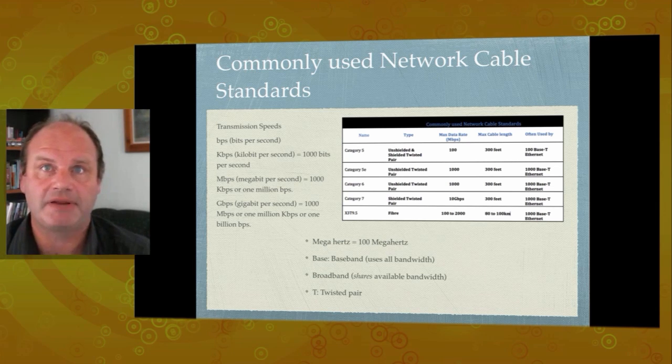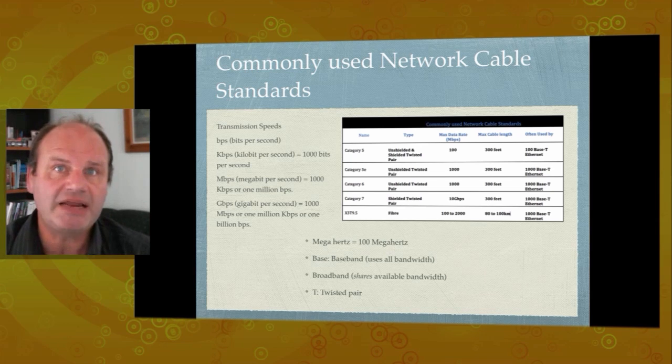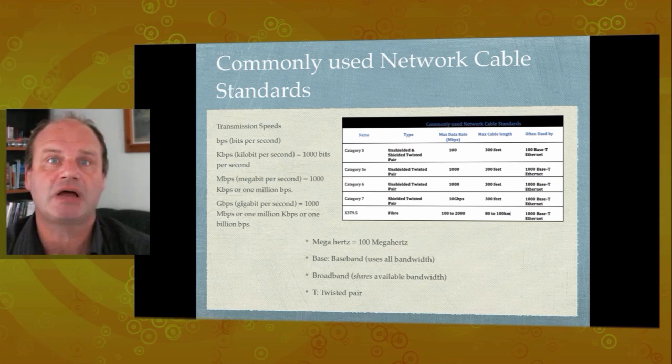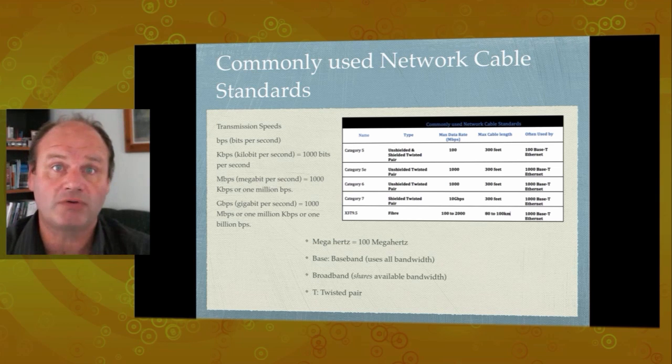Fibre optic cabling is something we will look at a little later. Its data transfer rate can be as high as 10 gigabits, which is 10 billion bits per second. Do make sure you understand the transmission speed on this slide. If you are at all confused, ask your teacher.